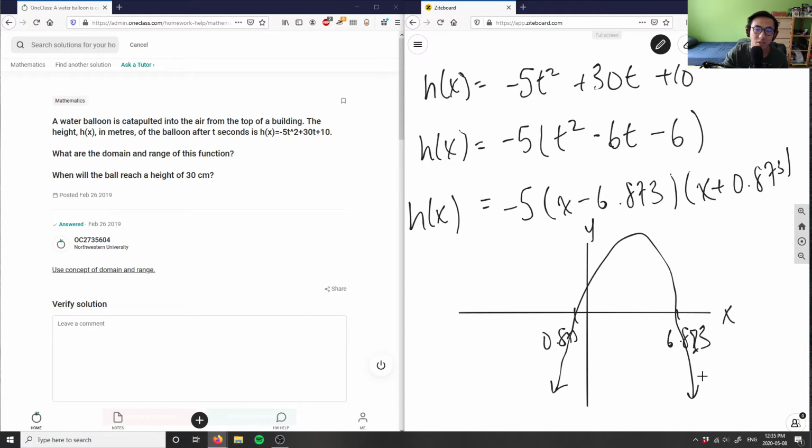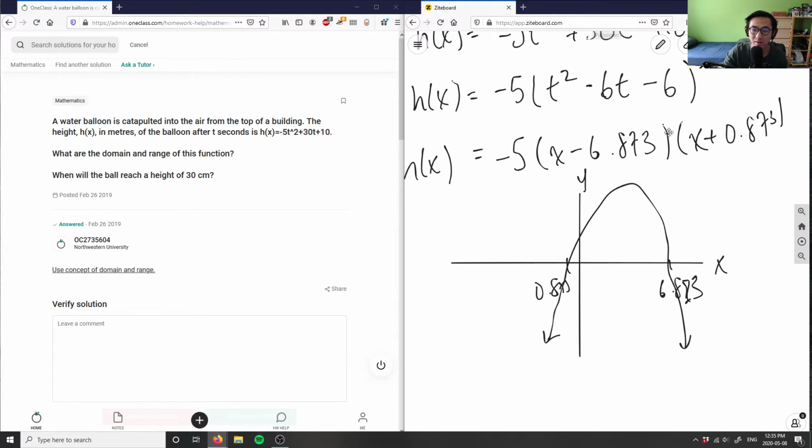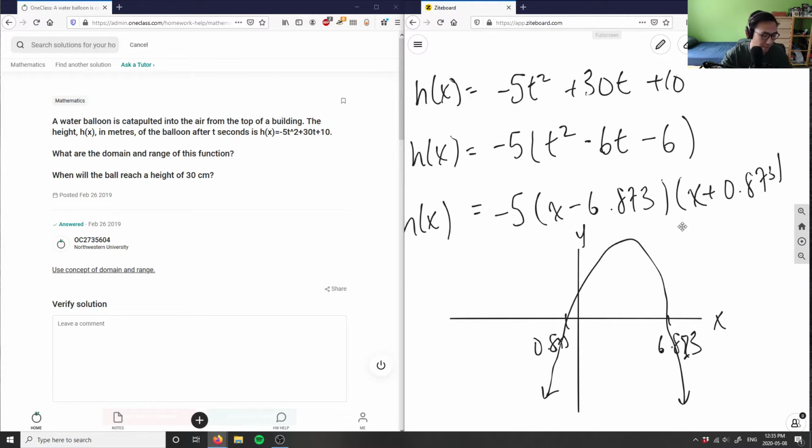So this here is our sketch. Again, we can also solve for the vertex very easily by simply taking the equation of the axis here, dividing these two by 2, and then substituting it into the equation. Let me do that for you to solve for the vertex, right?